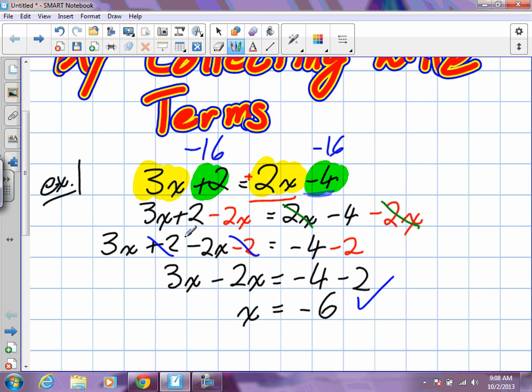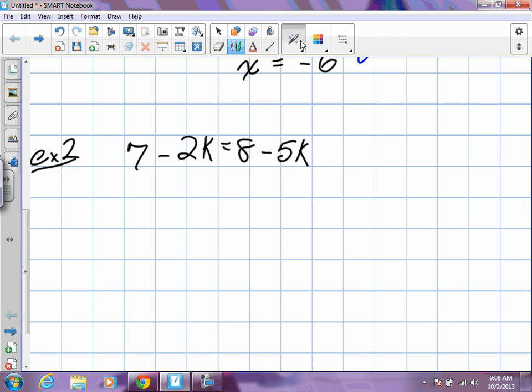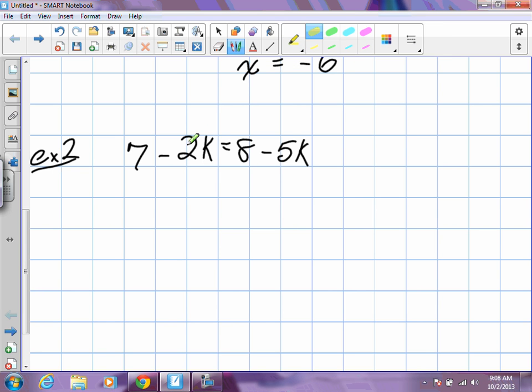This is -6. Okay, so let's go to the next example a little quicker here. This time I'm just going to be moving equations to the other side. So let's talk about our like terms. Our like terms are -2k and -5k. And our other like terms are +7 and +8. This time I'm going to move all our variables to the right, just so you guys can see it can be done both ways. But instead of balancing, I'm just going to move.